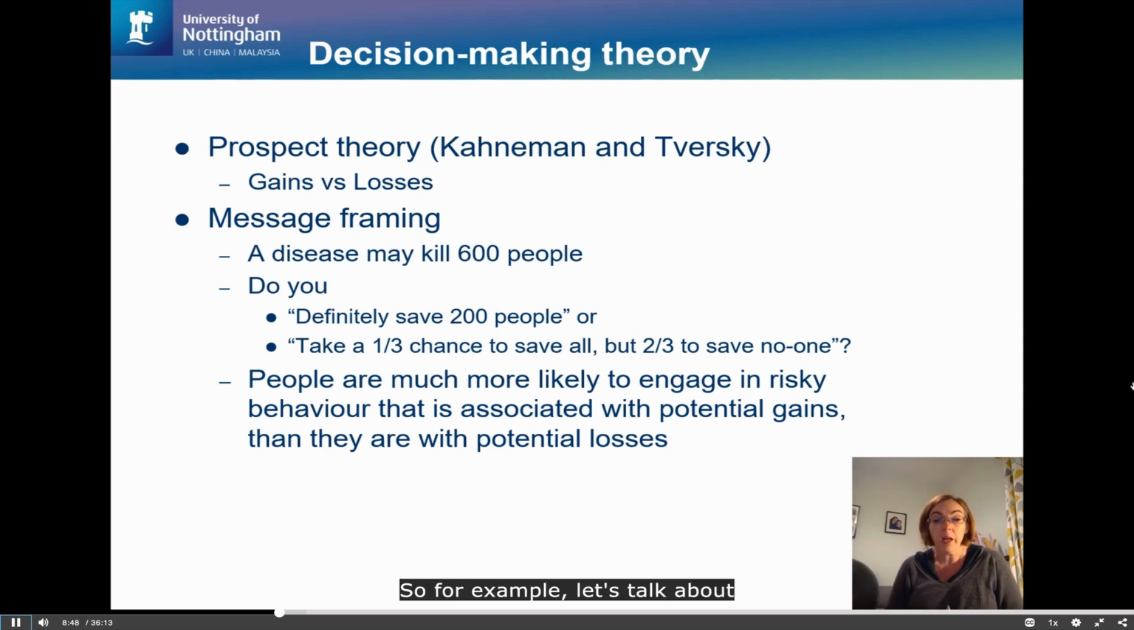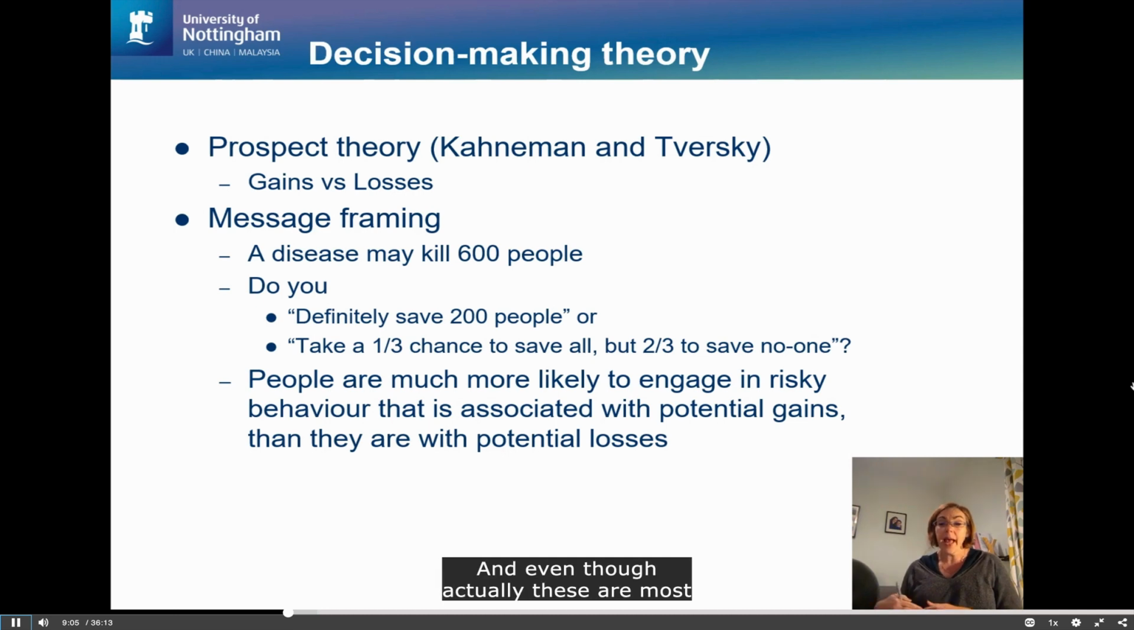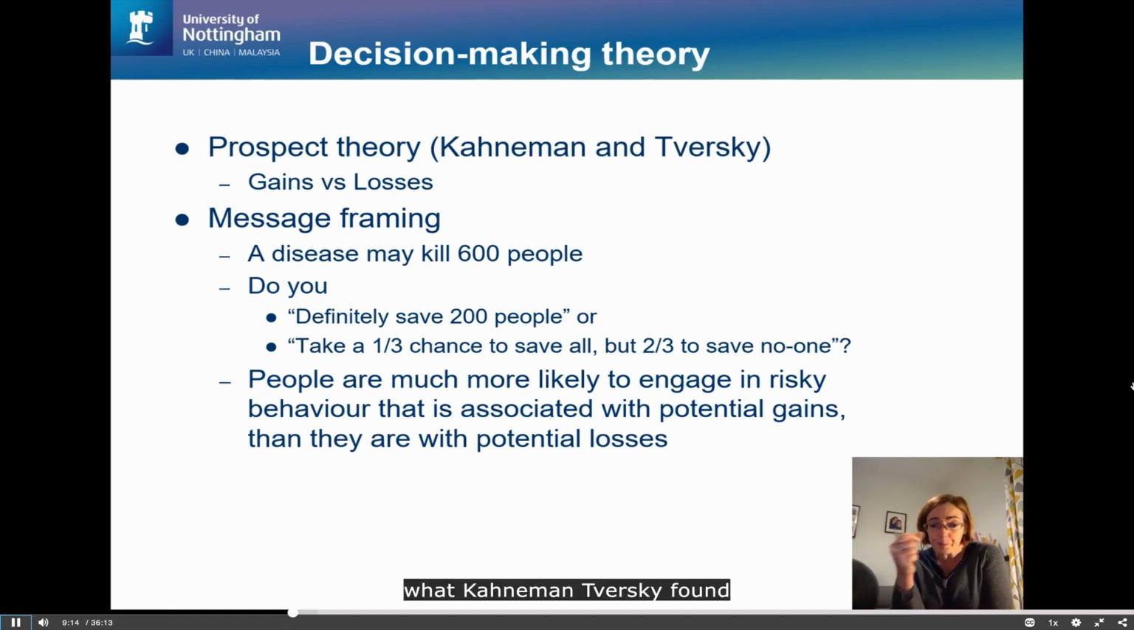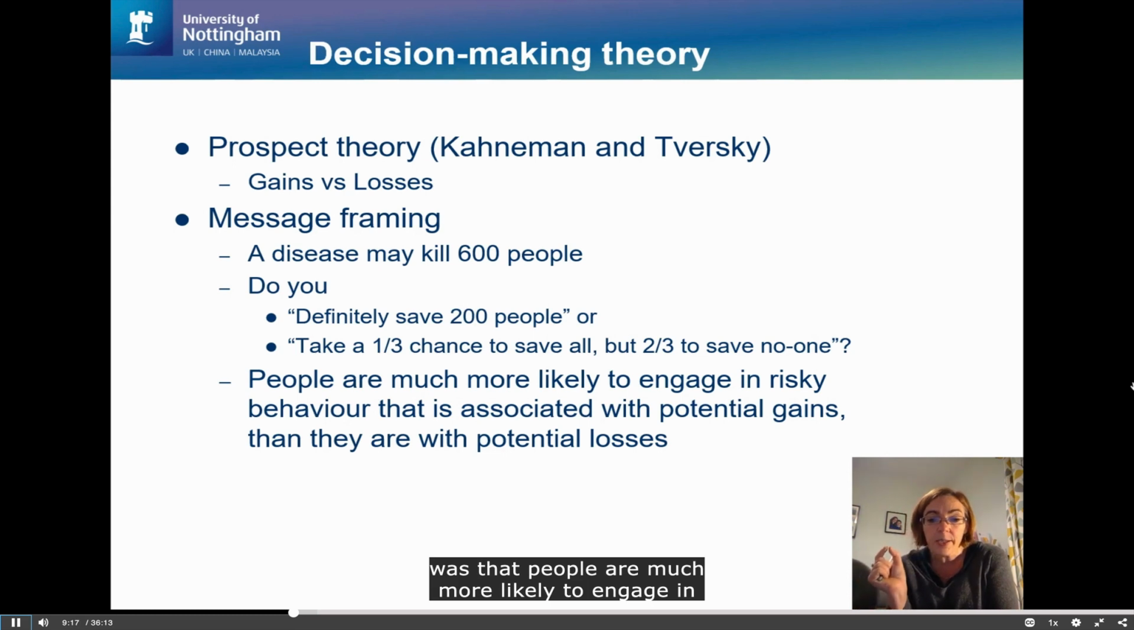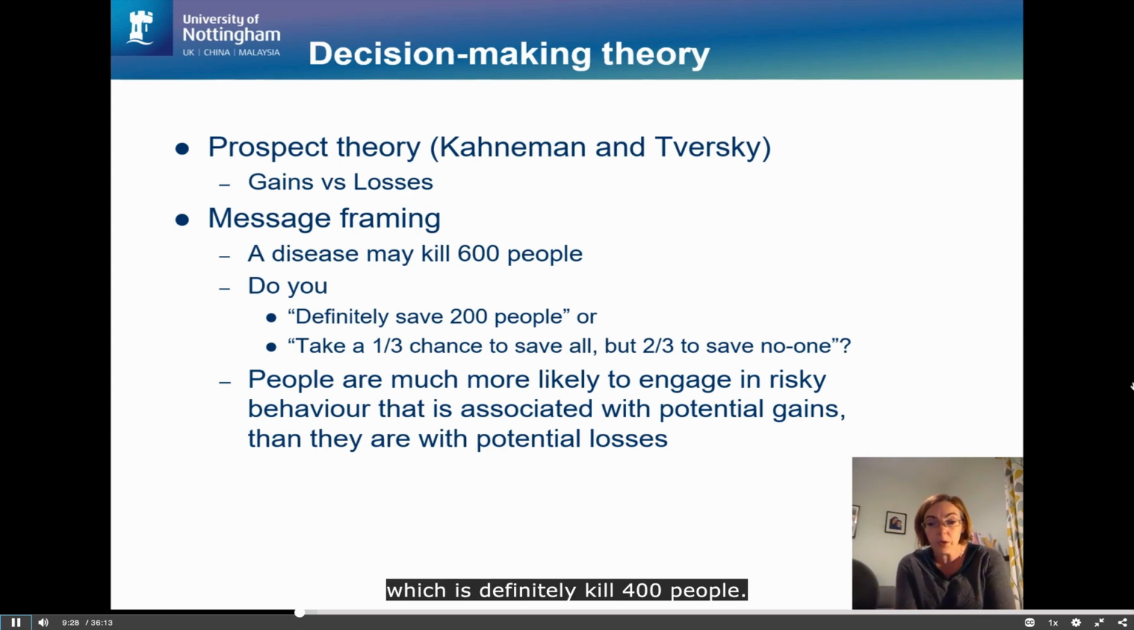So, for example, let's talk about a disease that may kill 600 people. Do you definitely save 200 people, or do you take a 1/3 chance to save everyone, but a 2/3 chance to save no one? Even though these are almost mathematically the same scenarios, what Kahneman and Tversky found was that people are much more likely to engage in risky behaviour that is associated with potential gains than with potential losses. There's another way of phrasing it, which is definitely kill 400 people.